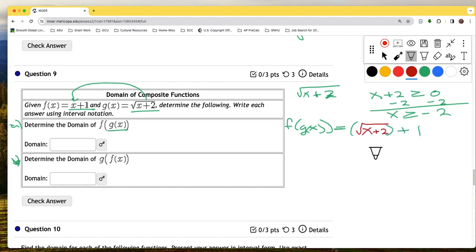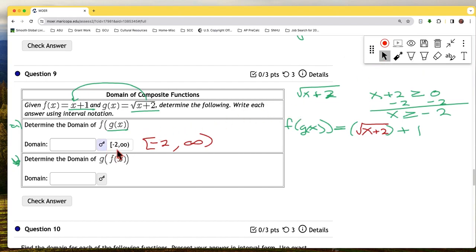And we can see, if we look at this domain, it's really the same thing. We have the same issue, what's in the square root. So the domain here is simply going to be x has to be greater than or equal to negative 2, which means negative 2 to infinity. I guess I could put it in there. We'll already go ahead and check, right?